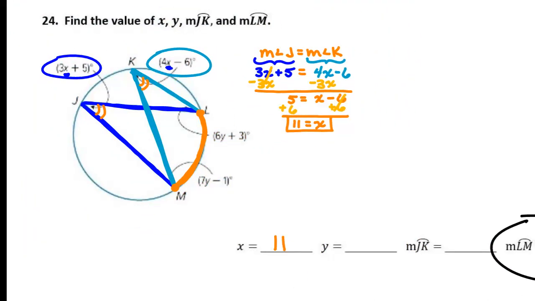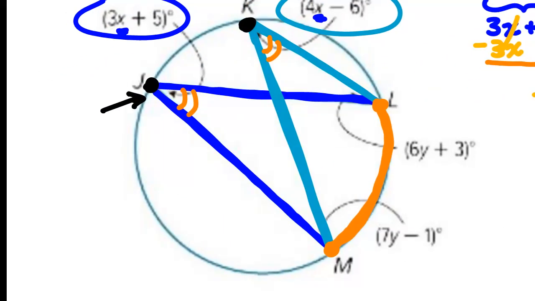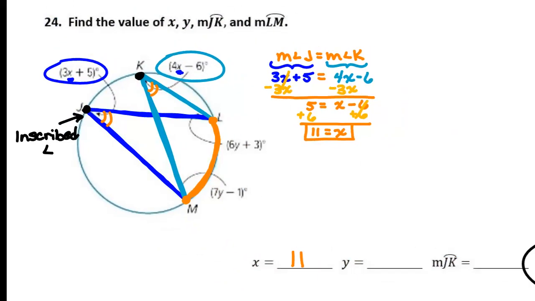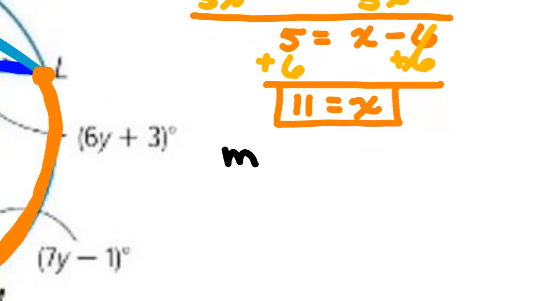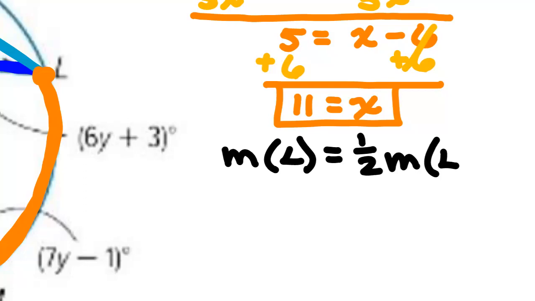What kinds of angles are J and K? They are congruent. But what of the 4 types that we talked about? Are they central angles? They're inscribed angles because the vertex is right here on the circumference of the circle. So this is an inscribed angle. The measurement of an inscribed angle is equal to 1/2 the measurement of the arc it intercepts.